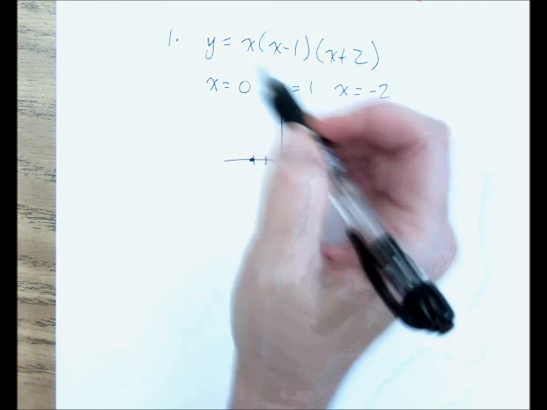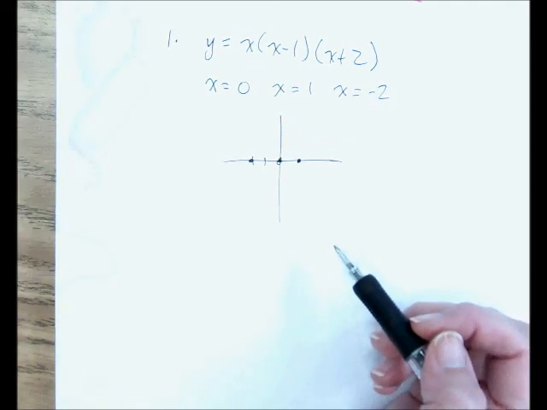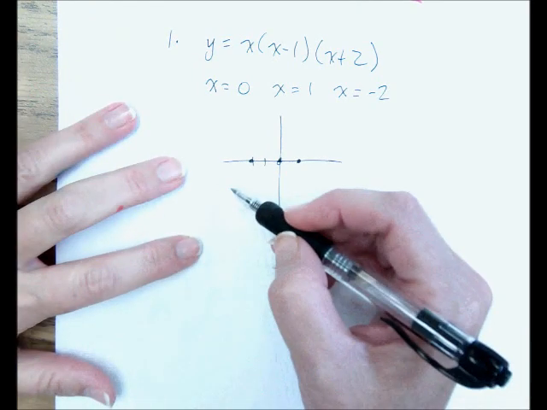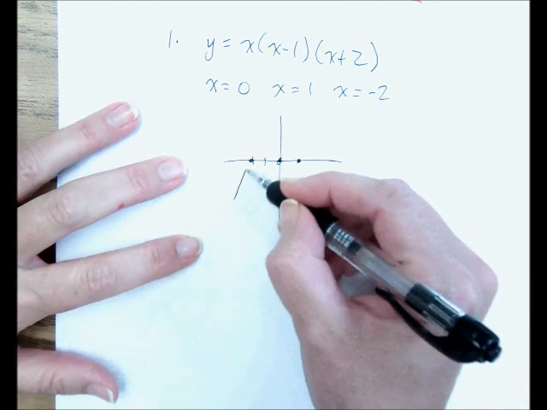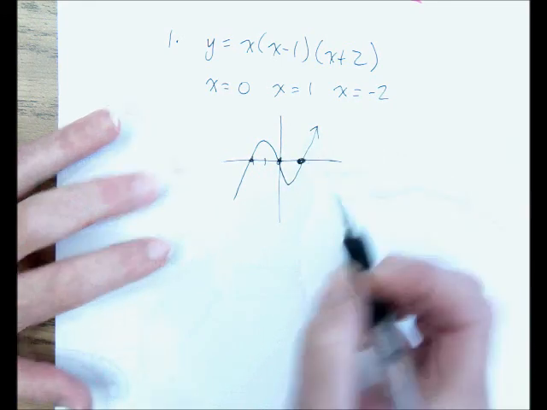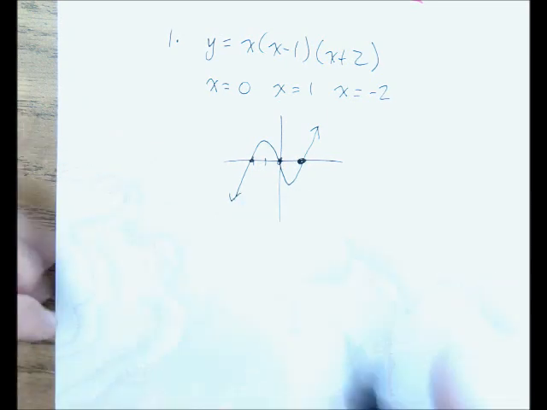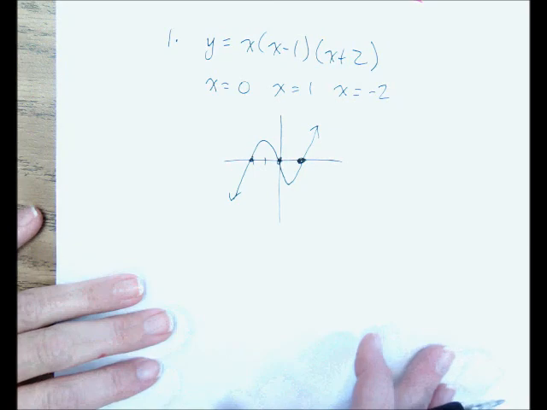Now in this case, my leading coefficient is going to be odd and positive. So if you look at my notes that I just gave you, you can see that it's going to look something like this. And notice it's just going through those roots. So that's how the graph would look without knowing anything else or using my calculator.